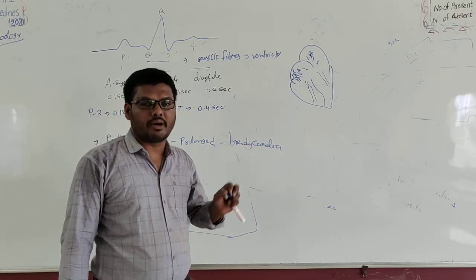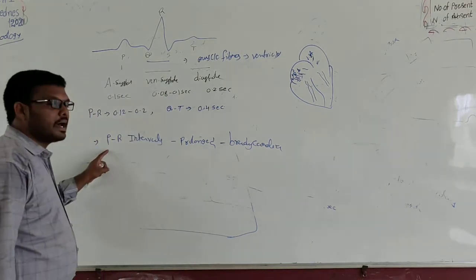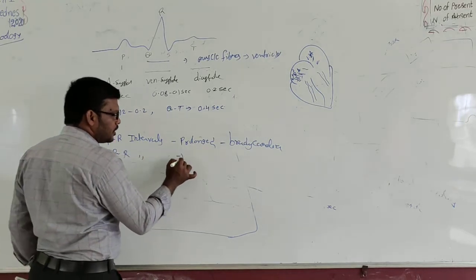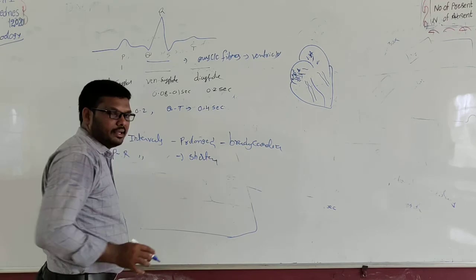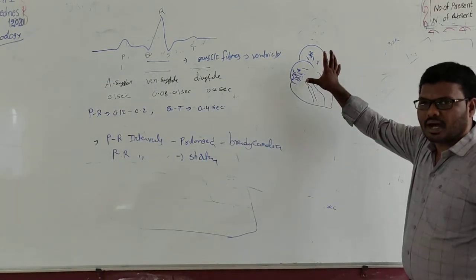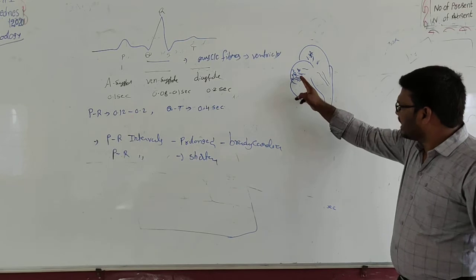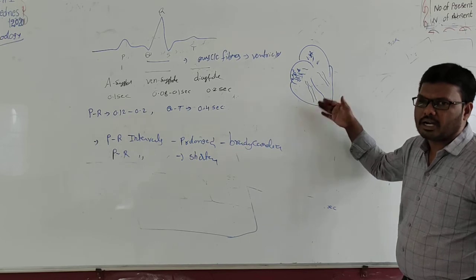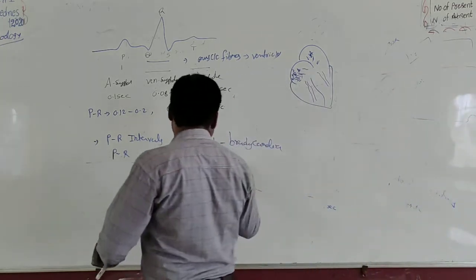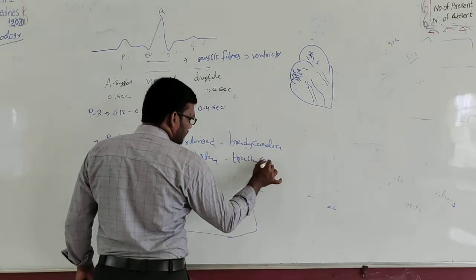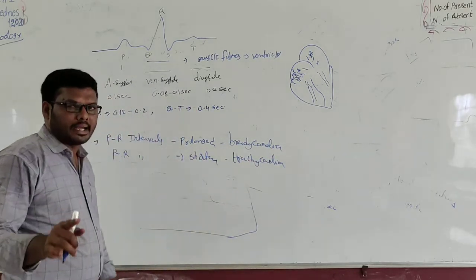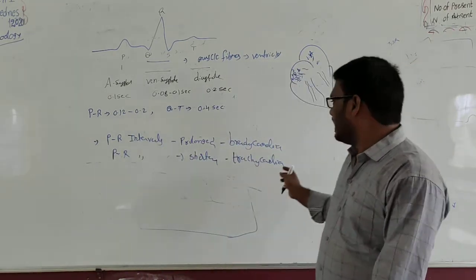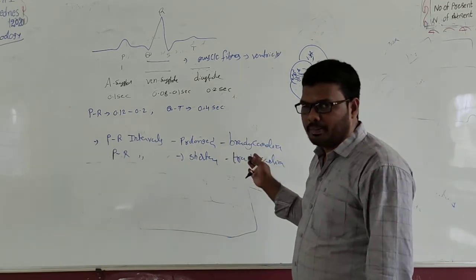Why do they get a slow heartbeat rate? Because the PR interval is prolonged. Or if the PR interval is shortened, the atria contract very fast, the blood enters the respective ventricles, the ventricles contract very fast, and the heartbeat is also very fast. That is called tachycardia. That's why bradycardia is due to the PR interval being prolonged, slowing the heartbeat, and tachycardia is due to the PR interval being shortened.